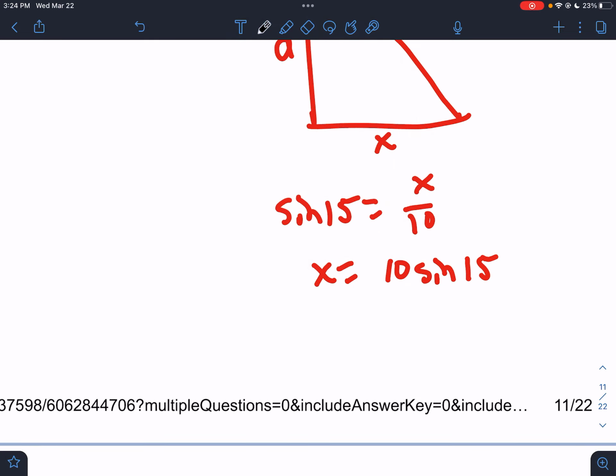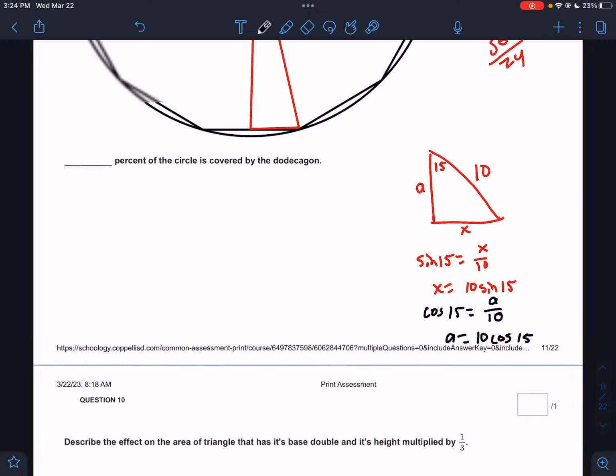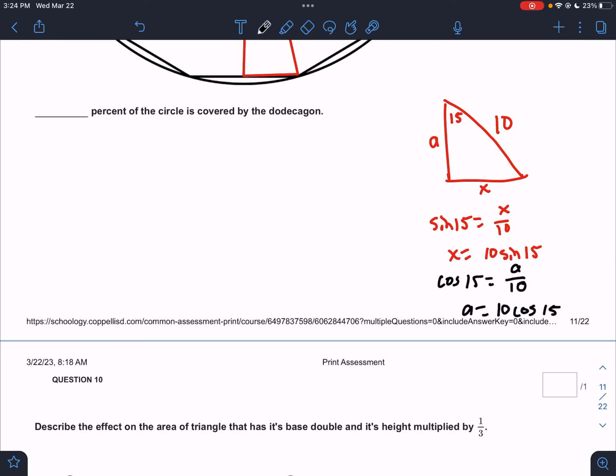And then let's do the apothem. That would be the cosine of 15 equals adjacent over hypotenuse. So the apothem is 10 cosine 15. So the area of this triangle would be 1/2 times the base, which is 10 sine 15, times the height, 10 cosine 15, times 24 of them.